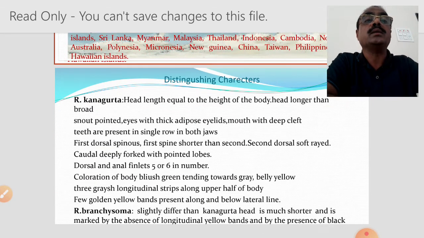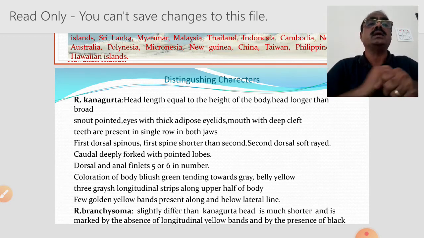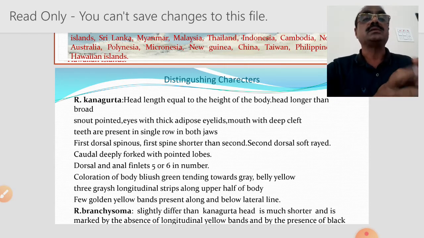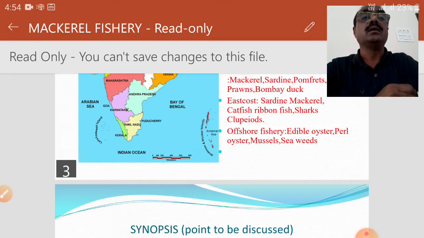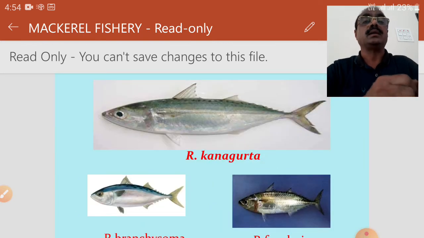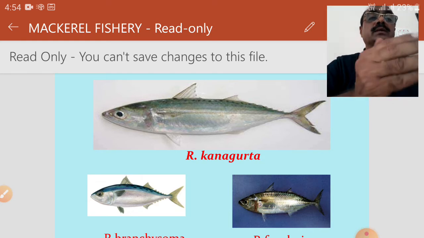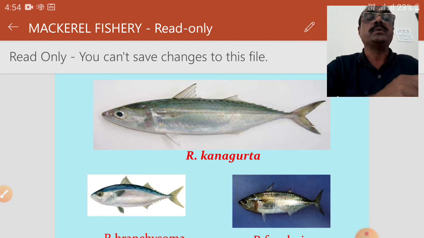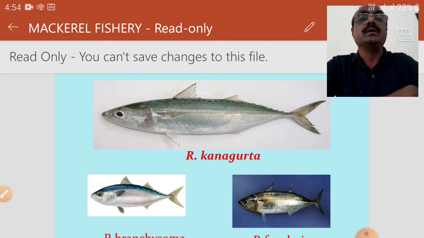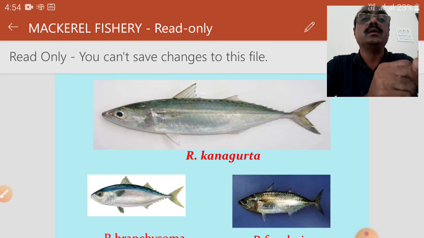Now come to another point, that is distinguishing characters. How can we identify the mackerel fish from other fishes? Just come back to the first figure, that is the mackerel. Rastrelliger is the major fish, the major contributor to the fishery. Look at the figures. The body is laterally compressed and divided into head, trunk, and tail. The snout is pointed, and the cleft of the mouth is very wide. Eyes with thick adipose eyelids are present. Head length is longer than its width, or head length is equal to the height of the body.